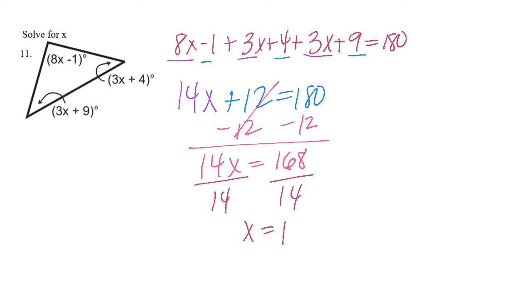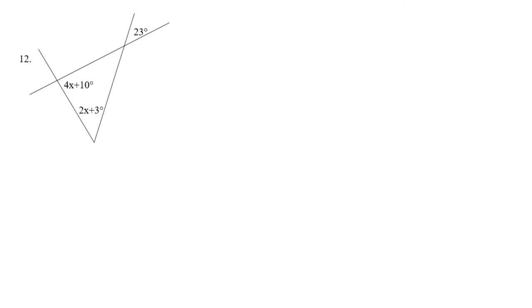The answer is x equals 12. So with this one, all of the angles do add up to 180, but we need to be able to get this angle right here on the inside. But we see we have a vertical angle, so this is also 23 degrees. So then we can use that to add up everything and equal it to 180.